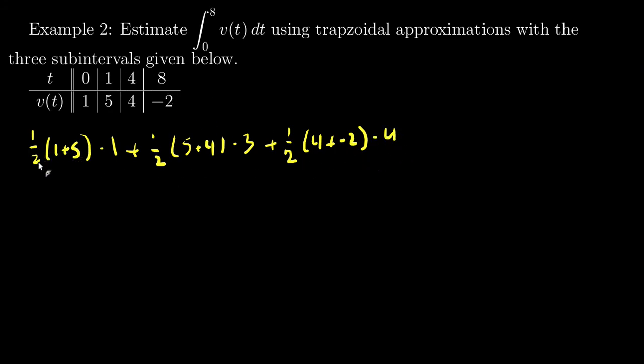So 1 plus 5 is 6, and 1/2 of that is 3. 5 plus 4 is 9, times 3 is 27, divided by 2 gives me 13.5. 4 minus 2 is 2, half of that is 1, times 4 is 4, and I get 20.5. I hope this helped out.